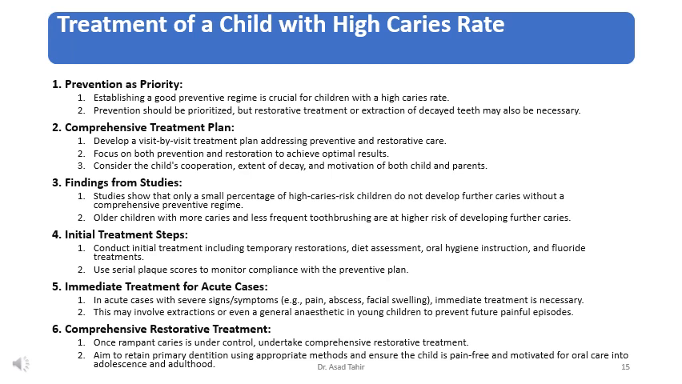Comprehensive restorative treatment. Once rampant caries is under control, undertake comprehensive restorative treatment. Aim to retain the primary dentition using appropriate methods and ensure the child is pain-free and motivated for oral care into adolescence and adulthood. Key points: vital or non-vital pulpectomy should be considered to preserve primary teeth that cannot be treated by other means. Both primary molars and incisors can be treated with a pulpectomy technique.